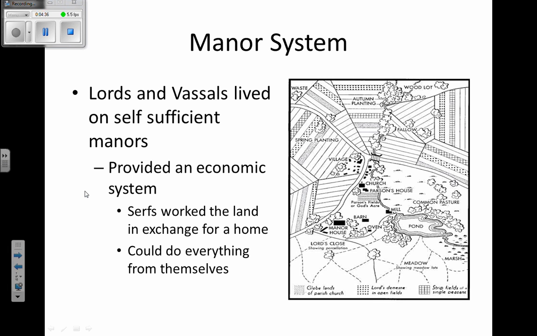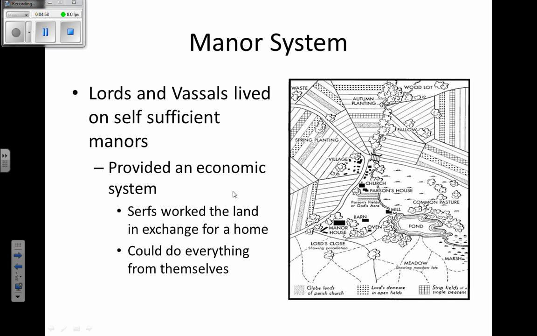The manor system was the economic system of the time. So lords and vassals lived on a self-sufficient manor. Self-sufficient meaning the manor had everything that it needed right on the manor. People rarely had to travel outside the manor to get something that they needed. So as I just mentioned, it was the economic system of the time.